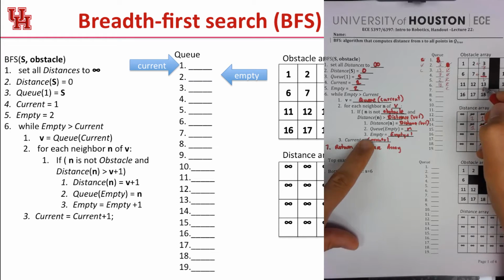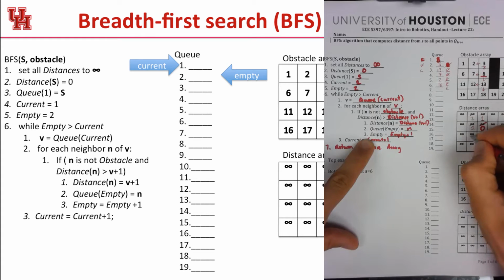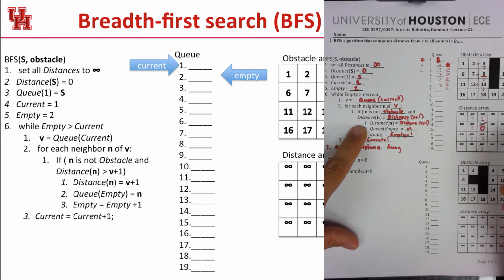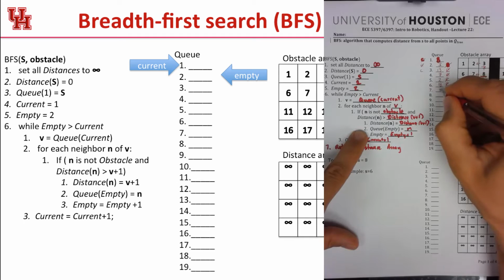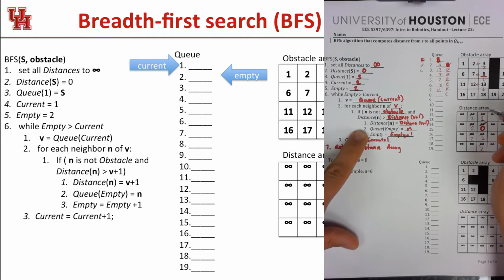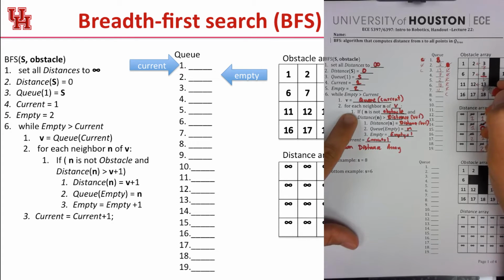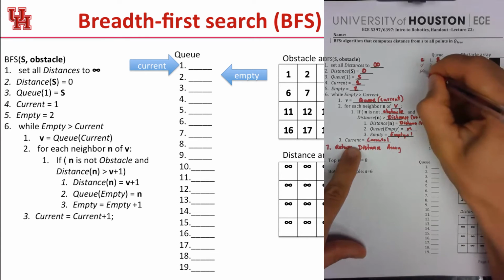Next, I look at the next neighbor of 13, which is 12. 12 is not an obstacle, and it's cheaper to visit it from here. So I can set this value to be 2. I can put it in here. This is going to be 12 here. Increment my empty pointer. And then I go up and I look at the next neighbor of 13. Well, we're done. It's done all 4 neighbors. So then I can increment my current pointer.